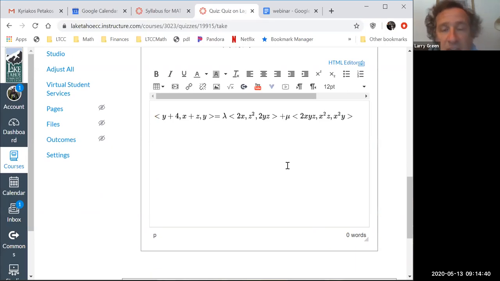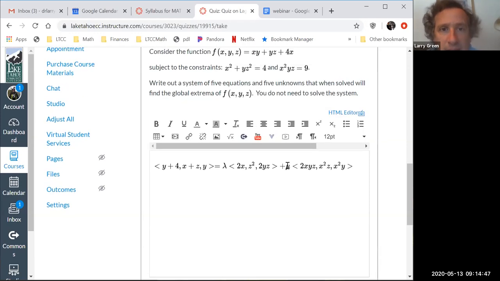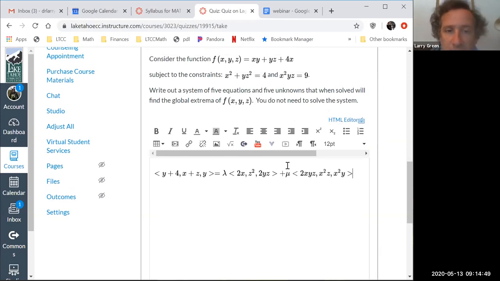Any questions on the Lagrange multiplier theorem and how it was able to get this vector equation? Any questions on that? Okay, so now we need 5 equations and 5 unknowns. So clearly the unknowns, hopefully it's clear to you, x, y, z, lambda, and mu are the unknowns. That's 5 unknowns. So we need equations out of this.